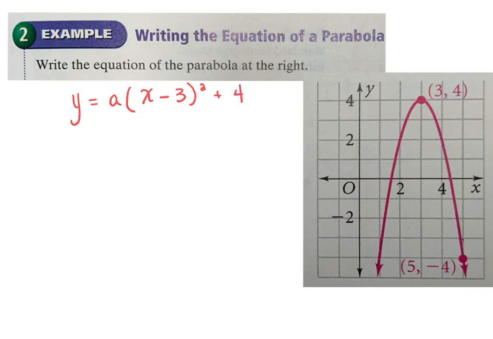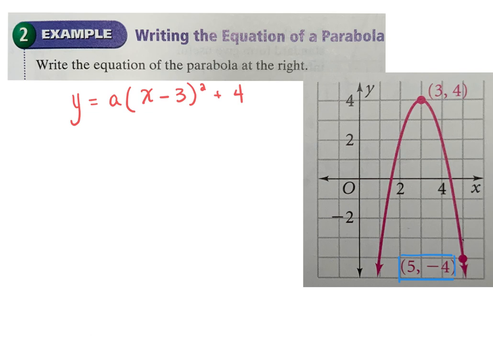So then I need to find my a. You can find your a by doing any other point on the graph and plugging it in for x, y, and solving. So let's say I want to take a point that they've given me here. Could you use the vertex? No, you already have the vertex, so that's not really going to help you. You want to pick another point.